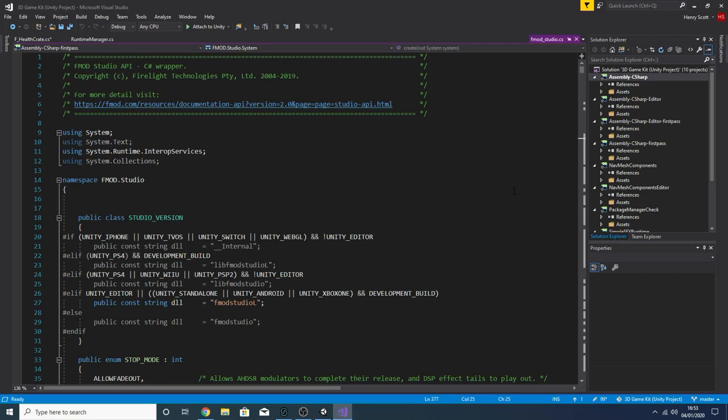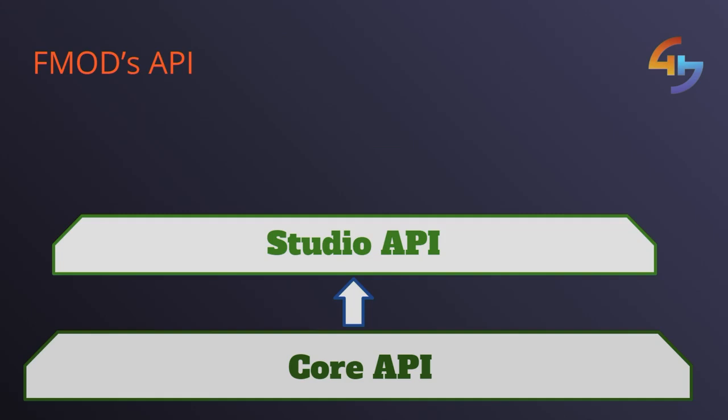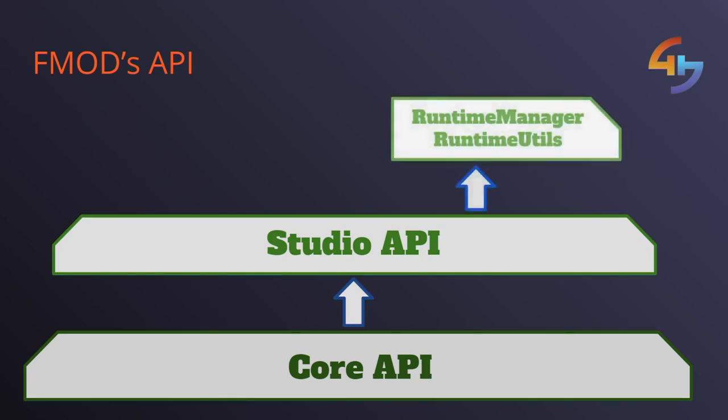It's also here where a lot of our original variables were declared, such as our event instance, event description, and bus variables. Now, to help myself understand how FMOD's API relates to both Unity and the scripts I write, I like to add two more kind of unofficial layers to the top of the Studio API and the overall hierarchy of the code. The first is the Runtime Manager and Runtime Utils layer.